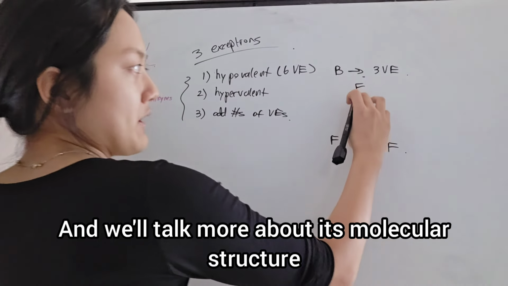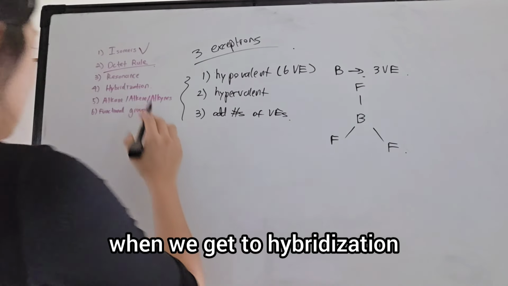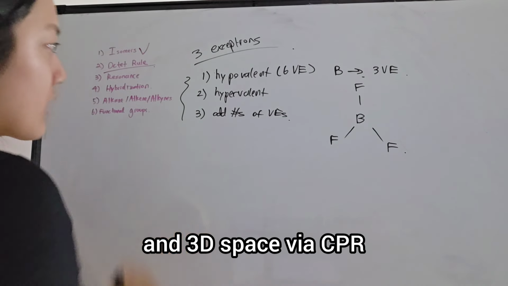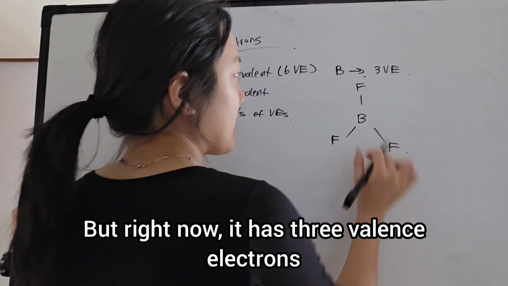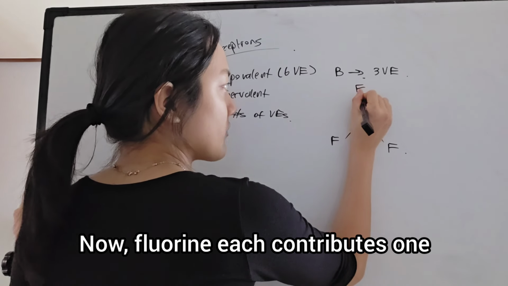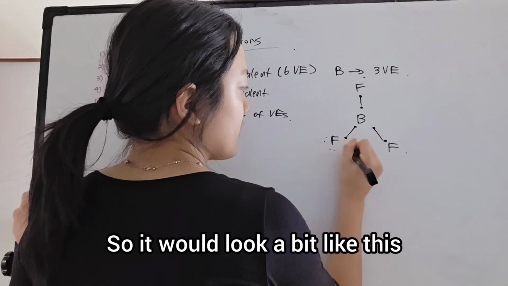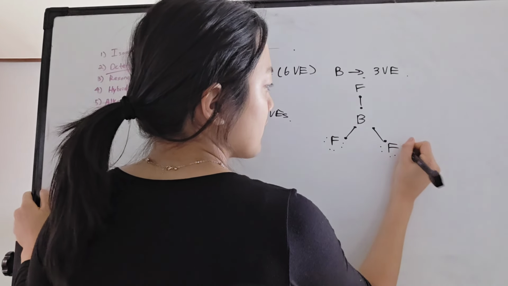And we'll talk more about its molecular structure, how it looks in 3D space, a bit later when we get to hybridization in 3D space via CPR. But right now, it has 3 valence electrons. Now, fluorine each contributes 1 more, like this. So it would look a bit like this.